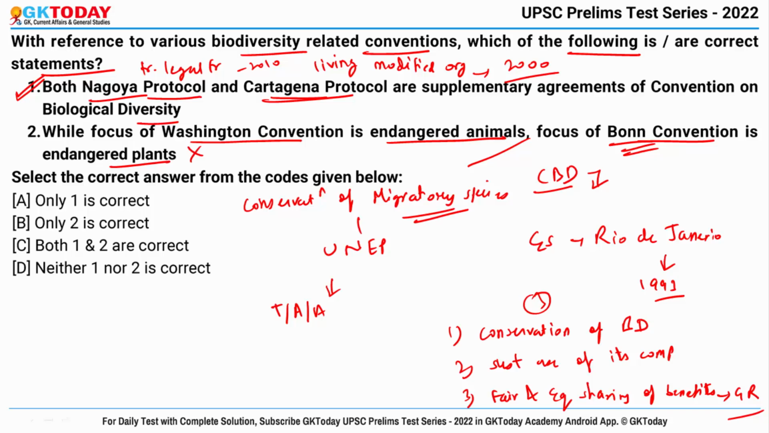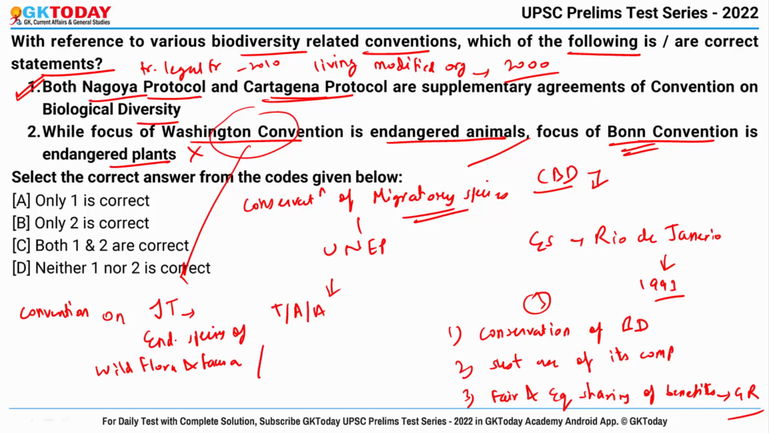And second is the Washington Convention. What is this? You can also say it as the Convention on International Trade in Endangered Species of Wild Fauna and Flora, or you can say it as CITES. So this is a multilateral treaty for conservation of endangered species of animals and plants. So this part was right, but due to the Bonn Convention it is wrong. The correct answer becomes only 1.